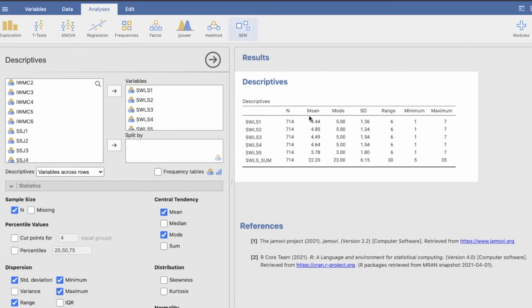Although if this is not an online survey, I might need to put missing because maybe not everything is complete. But since this is an online survey and we required everything, I wouldn't put missing anymore. So there you go.